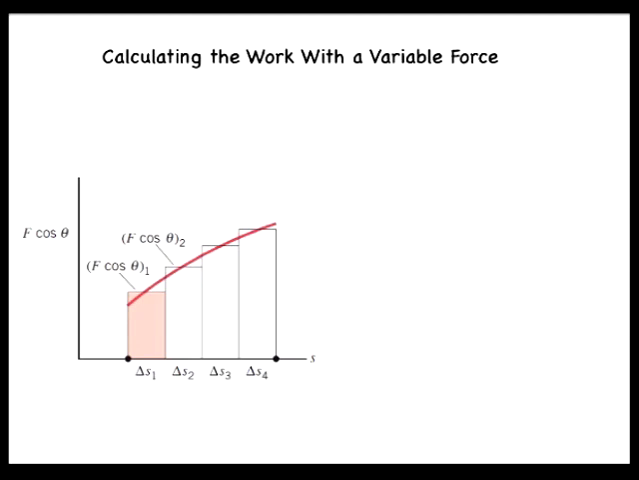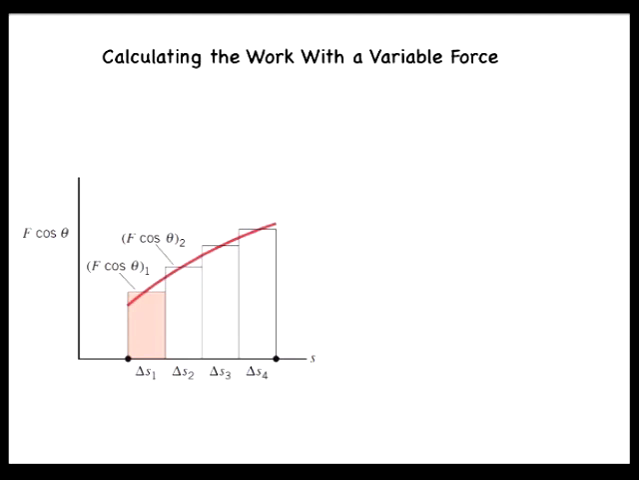As you can see, this is the area of the rectangle, not the area in square meters, but the length of one side of the rectangle, which is F cosine theta 1, which is in units of newtons, times the length of the other side, delta S1, which is in meters. The product is therefore newton times meter, which is a joule, the unit of work.